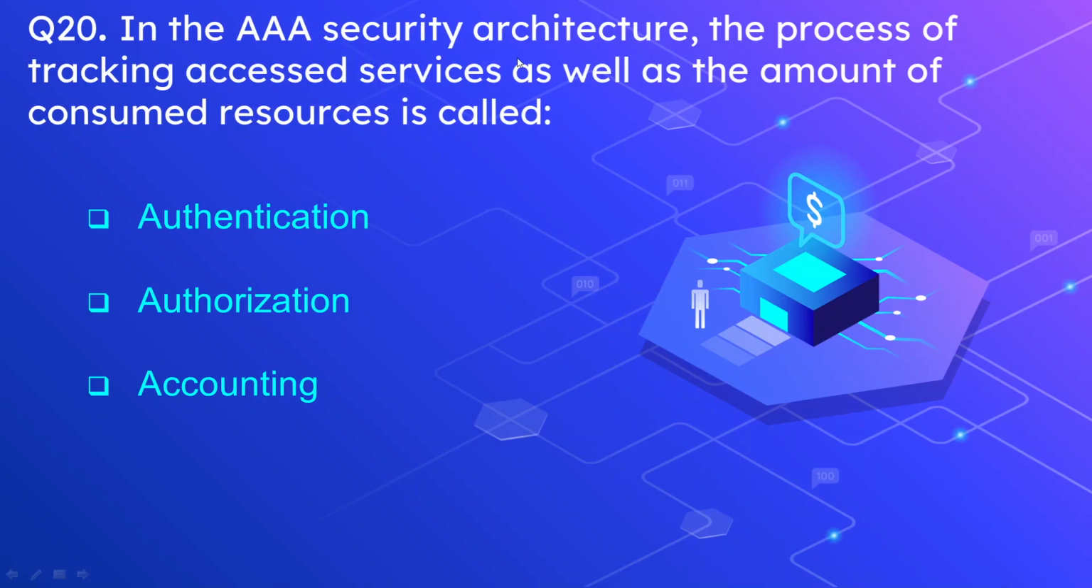Question number 20 is: in the AAA security architecture, the process of tracking accessed services as well as the amount of consumed resources is called what? The options are authentication, authorization, and accounting, and the correct option is accounting. So this is the third and the last process in the AAA security architecture.